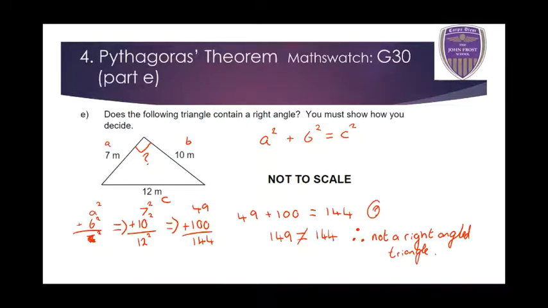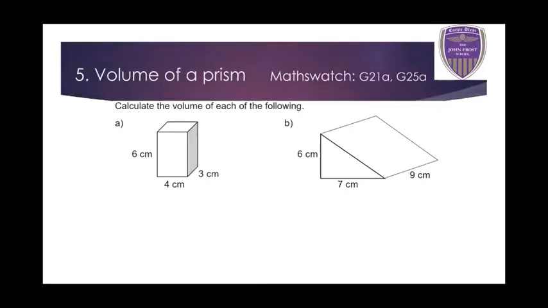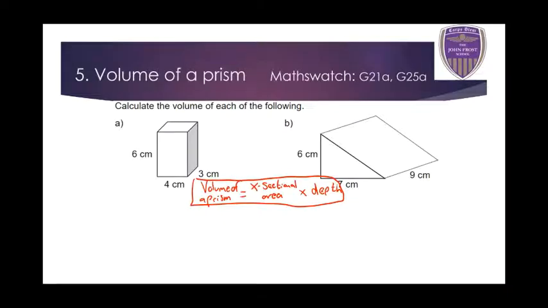Okay, so next question now. Volume of a prism. Okay, so we've got two prisms here. We need to find the volume of these shapes. Okay, so the formula, so volume of a prism is the cross-sectional area multiplied by the depth of the shape. For example, if we look at the first question, question A, let's put that in a little box. The cross-sectional area is this area, and then the depth would be the 3 centimeters.